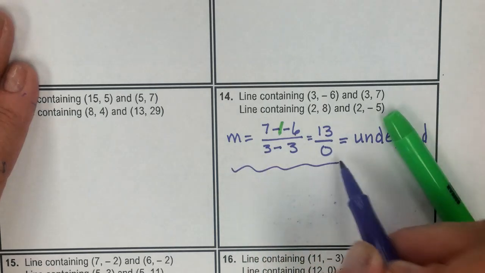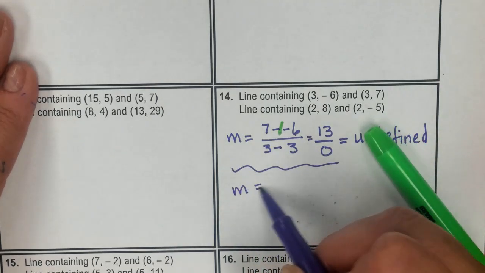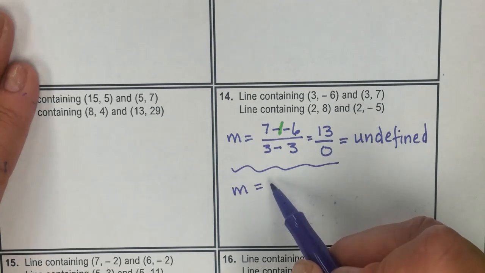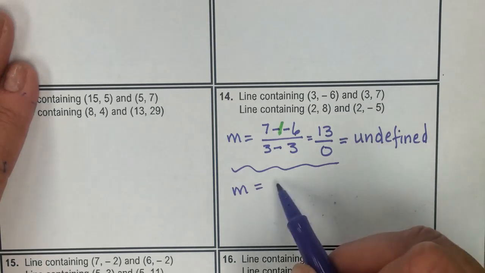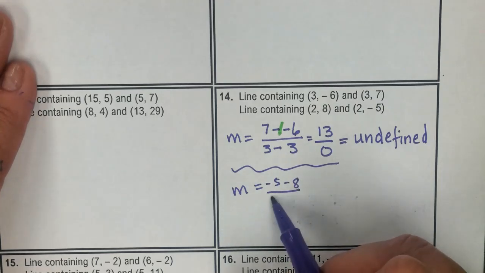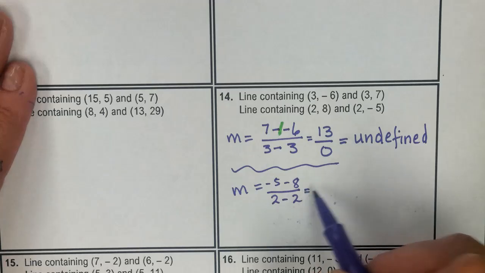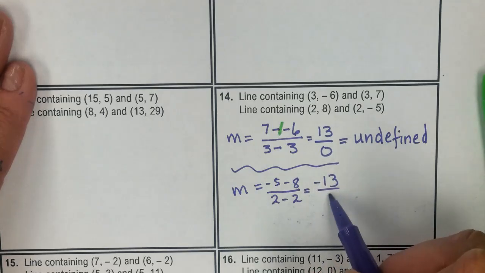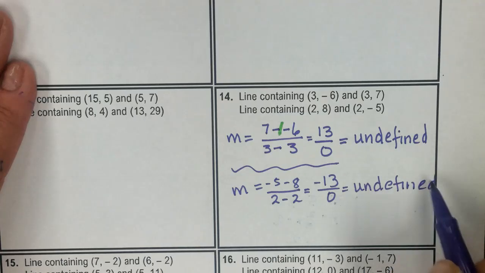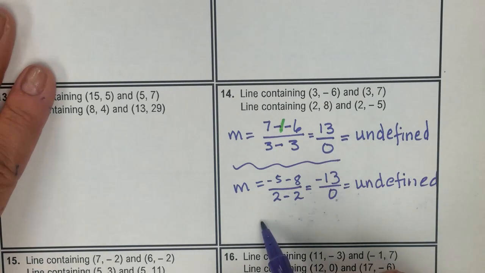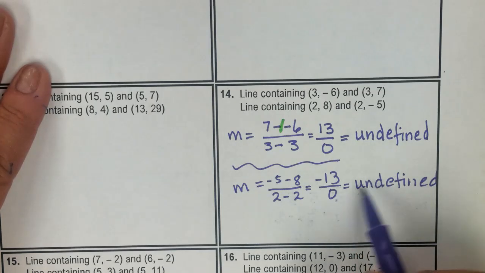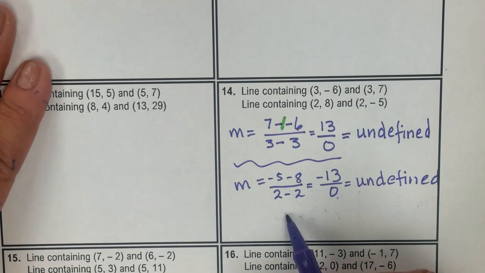All right, let's find the second slope. And this one will be negative 5 minus 8 over 2 minus 2. And again, we're going to end up with an undefined. So this would be the same slope. So we would call this parallel.